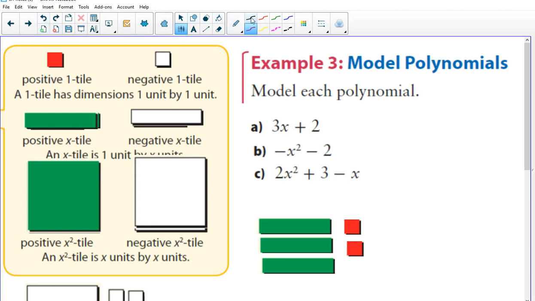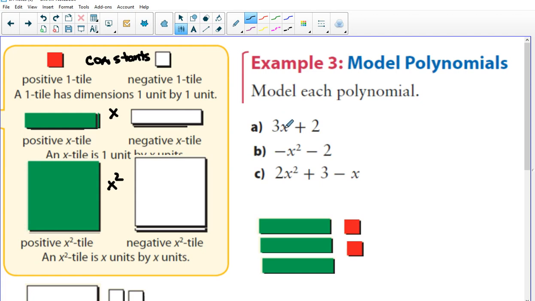Okay, next, take a look at the size of the tiles. We have a small square, and these are the constants. Okay, and then we have a rectangular tile. These are the X tiles. And then we have a larger square, and they're called the X squared tiles. The number, the leading coefficient or the coefficient out in front tells us how many we need to draw.